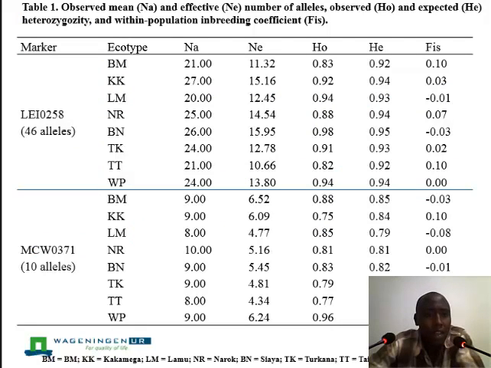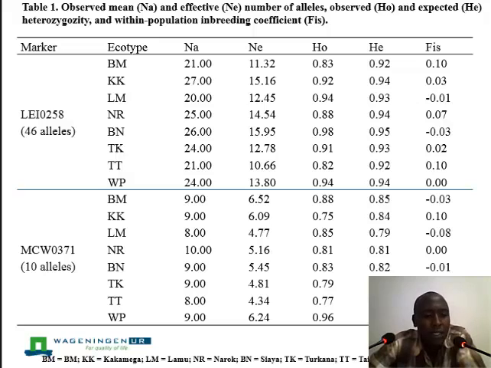In the table there, those are the number of alleles. You can see here, this is the observed number of alleles. This is the effective number of alleles, observed heterozygosity, and the expected heterozygosity. This one is the within population inbreeding. And if you can see for the LEI0258 marker, the number of observed alleles ranges from 20 to 27, the highest in the world. The nearest which follows is 19 from Tanzania. The rest have 5 alleles, which means in terms of disease resistance, they are super.